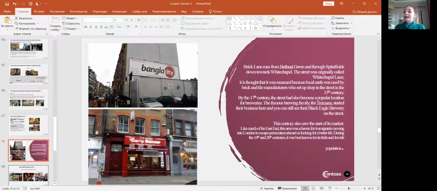And Bengali people asked the government to give them the official name, Bangla City, and it got confirmed. So when you're coming to Bangla City, you're seeing a poster, welcome to Bangla City, and it's official. You are now in Bangla City.